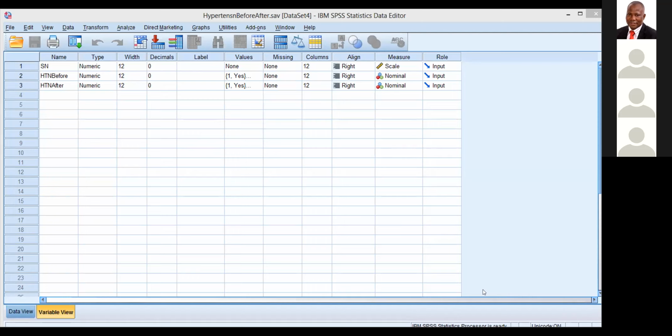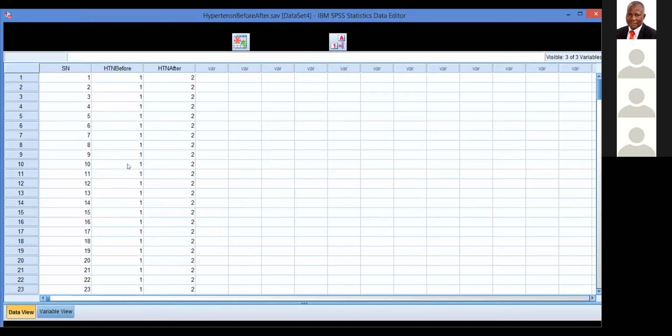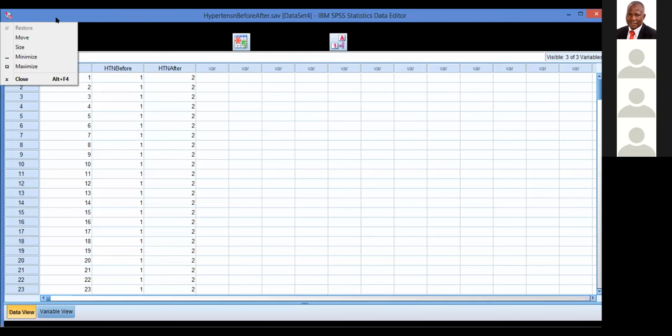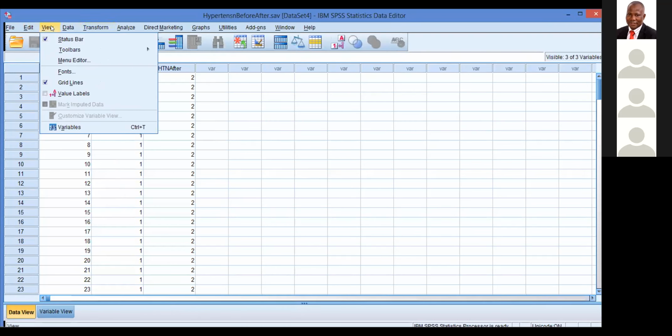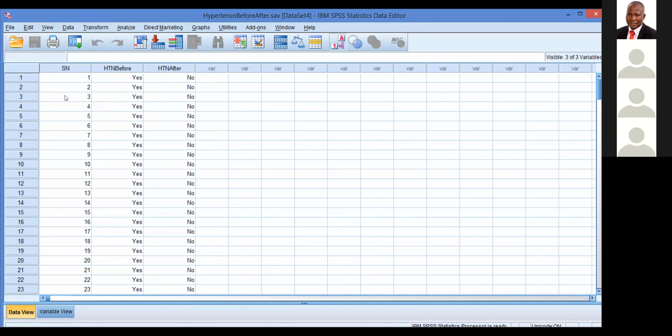Okay, somebody has shared. Yes, Dr. Lamingo. So this is it. Let's see the data view. Yes, that's great. Now, if you want to view it, you can see that it's well labeled. Or if you go to your variable view, you see how we label it. In variable view, that's where we do the labeling.